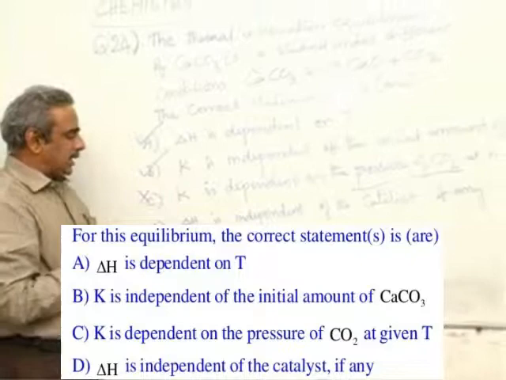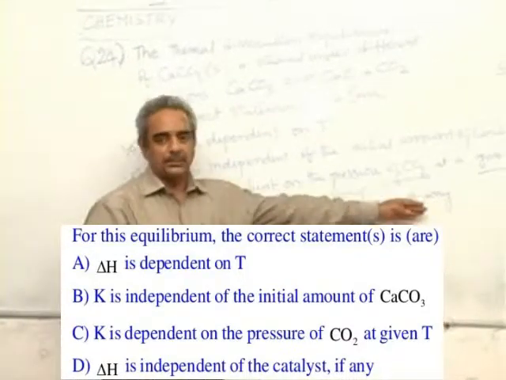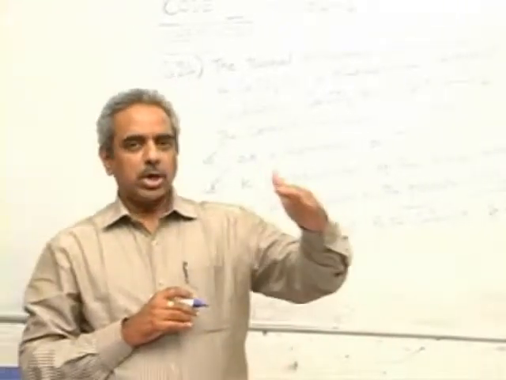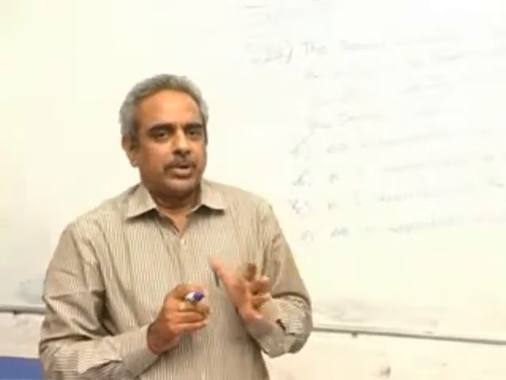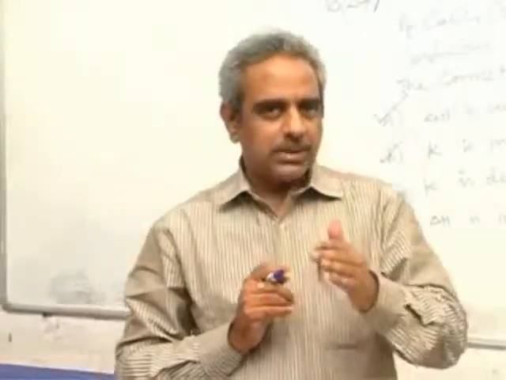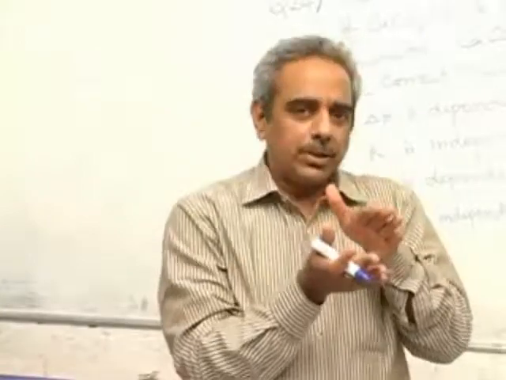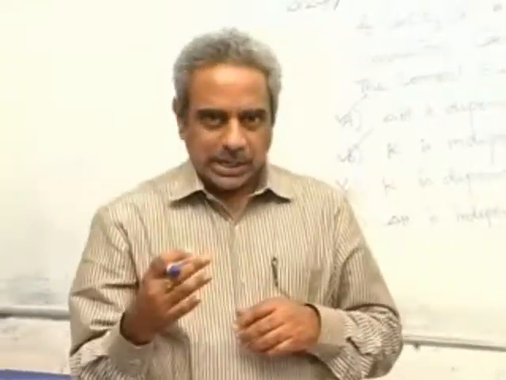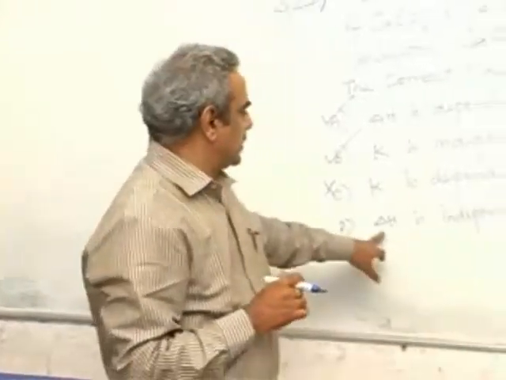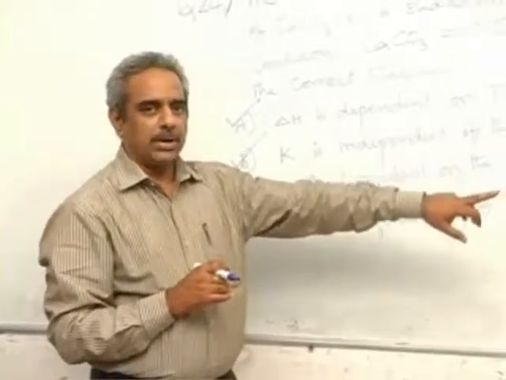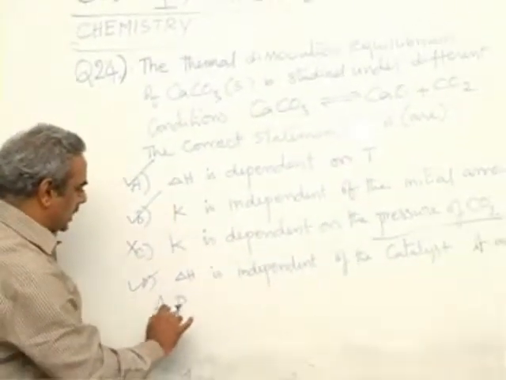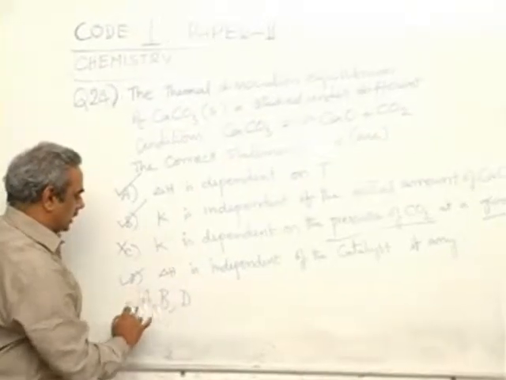Coming to the last statement, delta H is independent of the catalyst. Actually, delta H is the difference between the enthalpy of reactants and products in a reaction. H being a state function, irrespective of the path of the reaction, the state function difference won't change. So whether you use a catalyst or not, delta H of the reaction remains constant. And the statement that delta H is independent of the catalyst is correct. Therefore, we can say A, B and D are the correct statements.